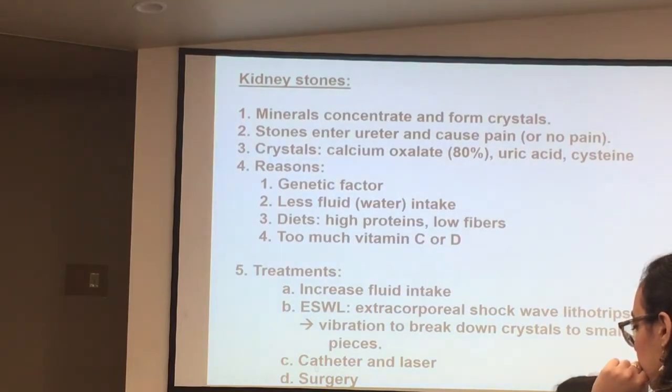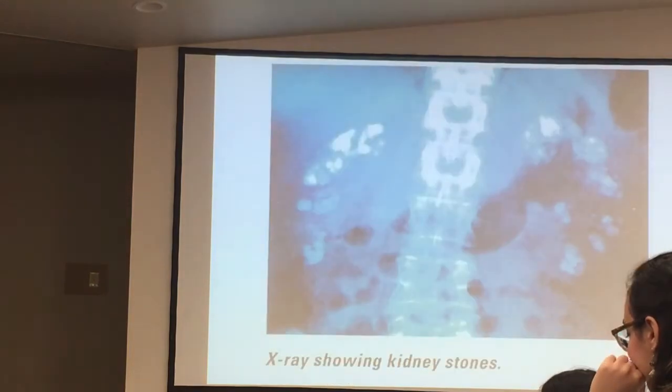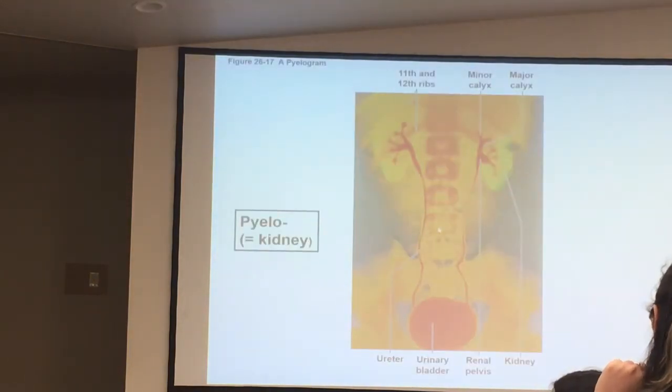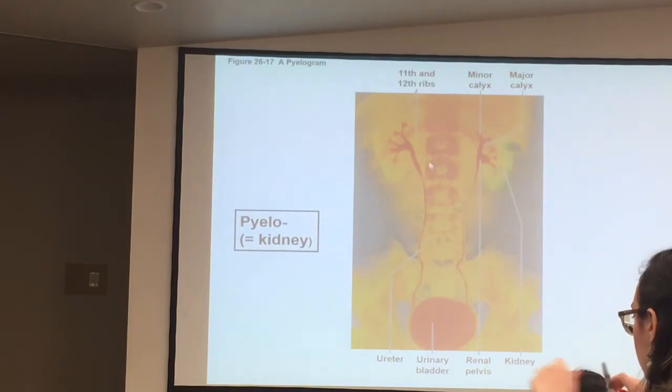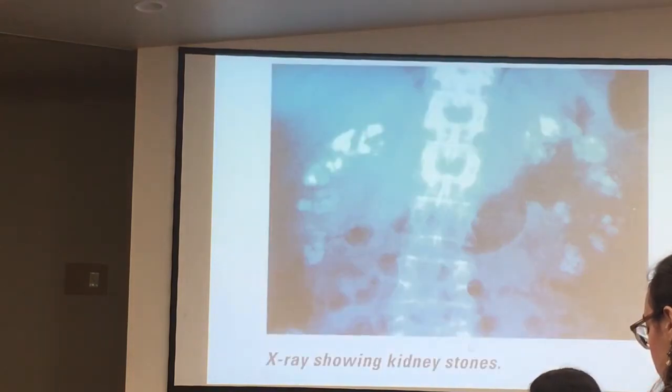And if that doesn't work, then they have to put in a catheter, a tube, an endoscope from the ureter all the way to the inner kidney. And if not, then they have to do surgery. When you find the stone, you get an X-ray like this. This is a normal kidney. You look at the shape here. That will be the minor and major calyx, ureter, and urinary bladder. And then if they have a kidney stone, here's the kidney. You see the white color here. That's stone. And here there is some stone there.